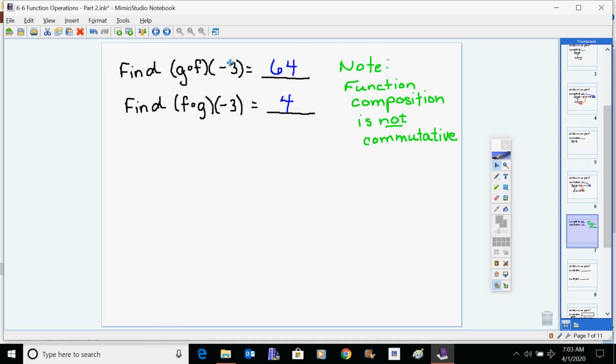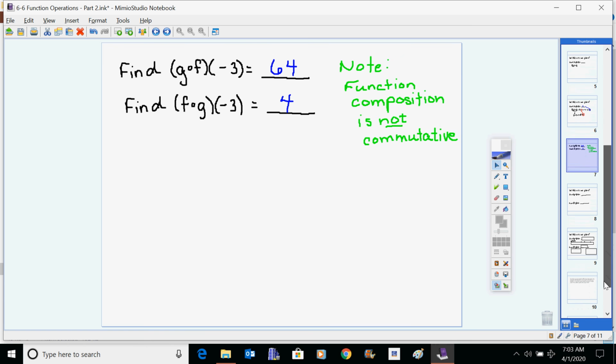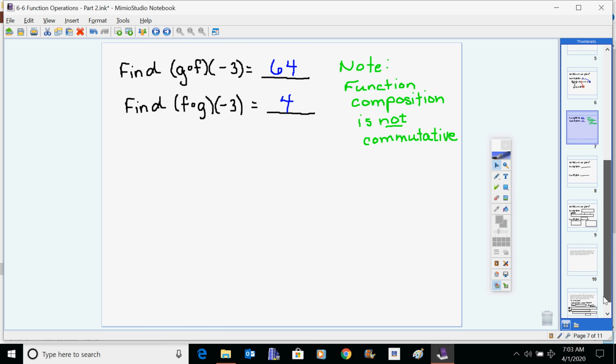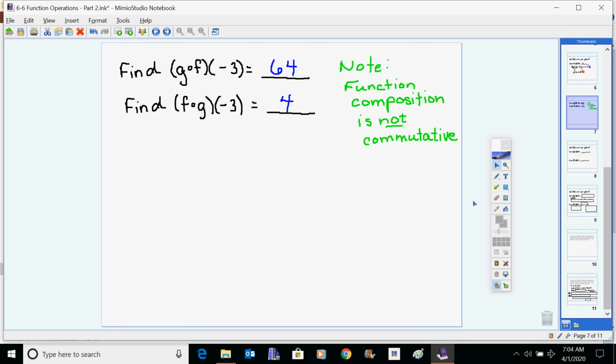g of f of negative 3 was 64 by our calculations. f of g of negative 3 is 4 by our calculations. So what that tells you is that function composition is not commutative. It does matter what order these are in as far as what gets applied first. I don't have tons of examples for you this morning, but as you do the assignment, you're going to be able to practice, and I would suggest going back over this since this is completely brand new, and follow the steps.